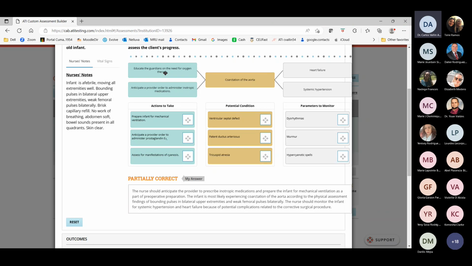Do you understand coarctation of the aorta with my explanation? Tell me yes or no. Yes. Okay. You're so timid.